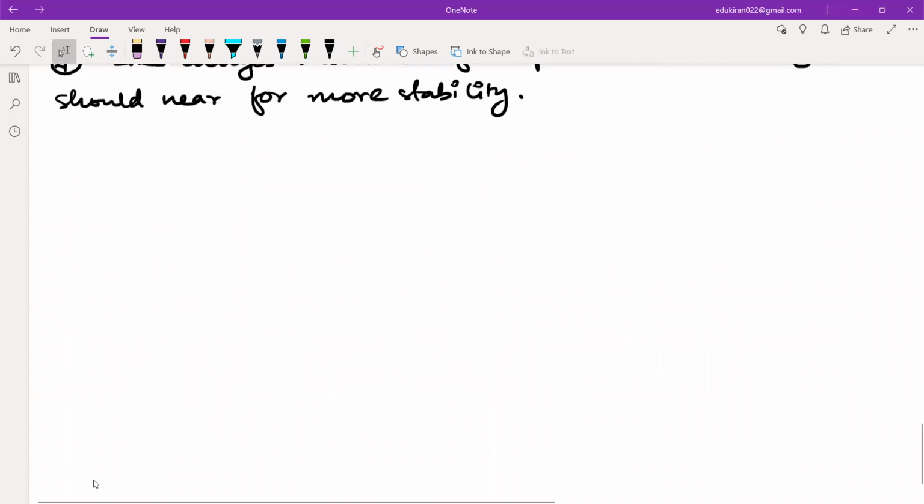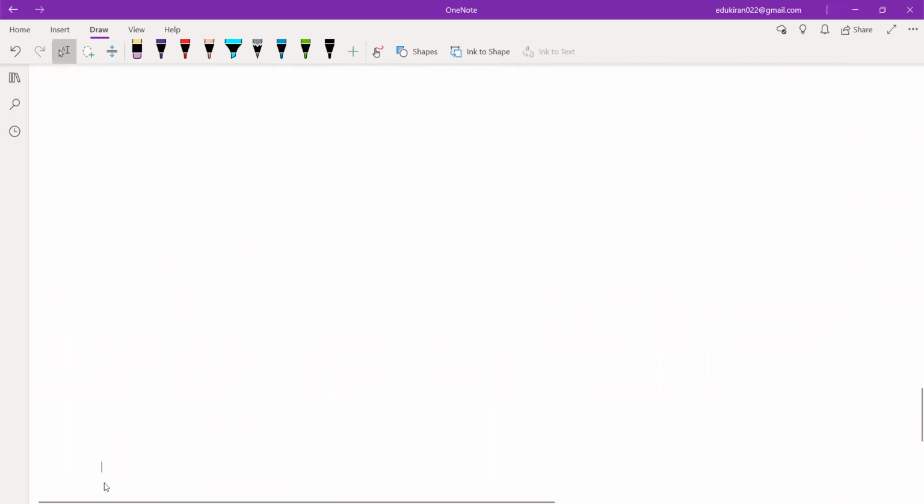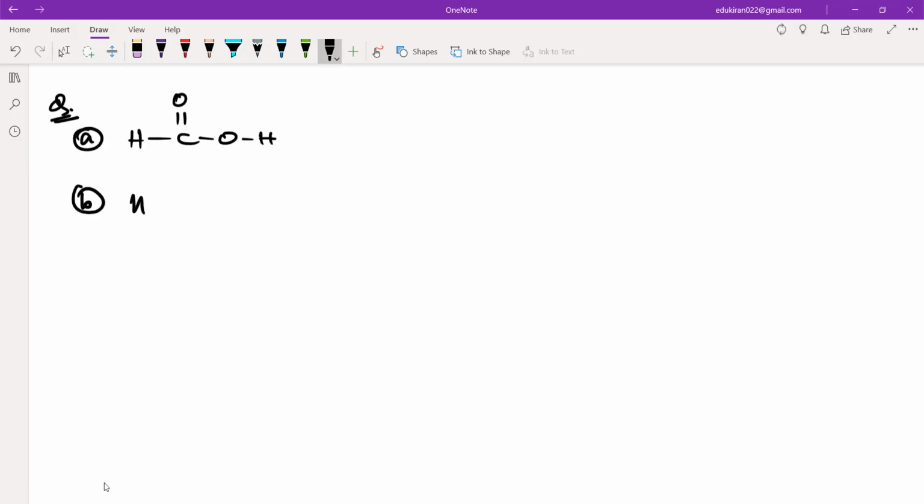Right. Next, the mesomeric effect. Okay. So let me do one question. Okay, then we can move on. You have a structure something like this. This is the A structure. The B structure is H, C, O negative, O positive, single bond, O, H.